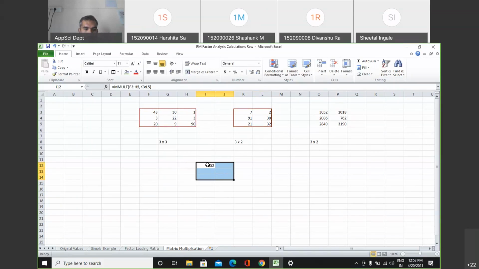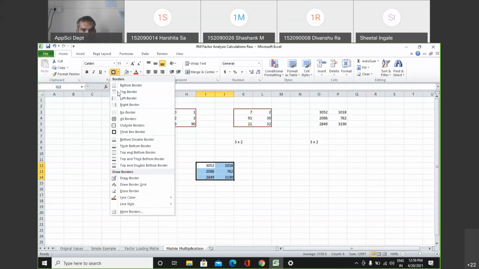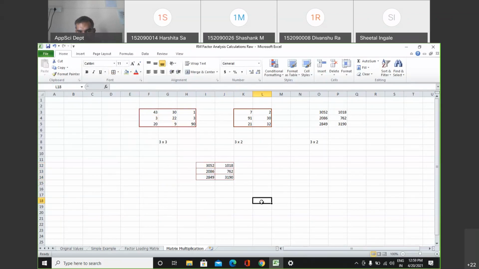Then we put F2 and then there is a command, Control Shift Enter. Control Shift Enter. So it actually gives this matrix. I in fact did it earlier, so you can check the values, which are the same. So this is the product matrix.